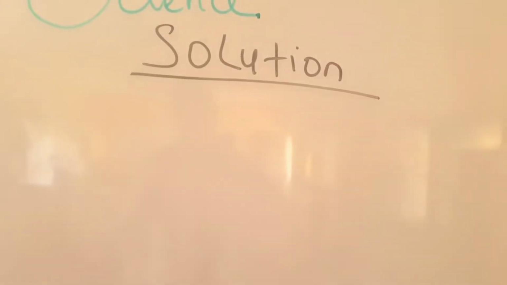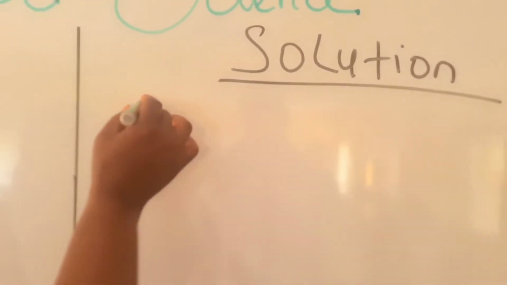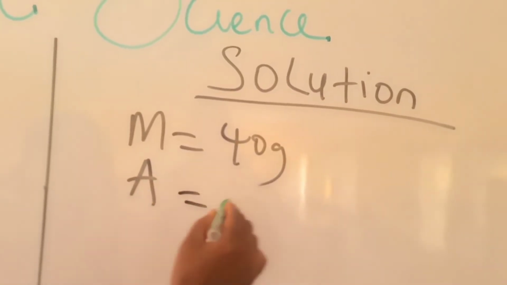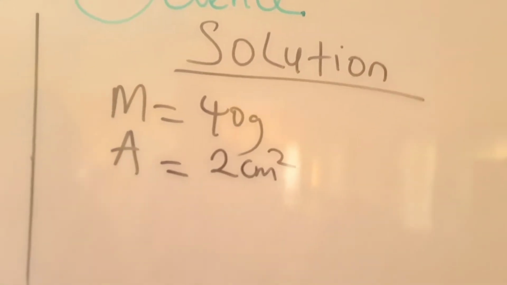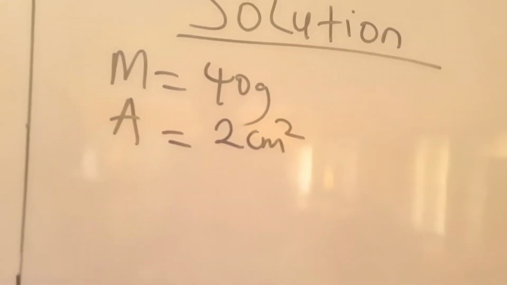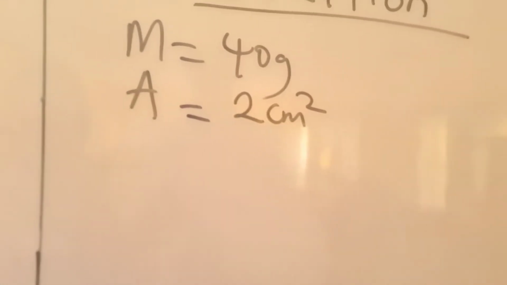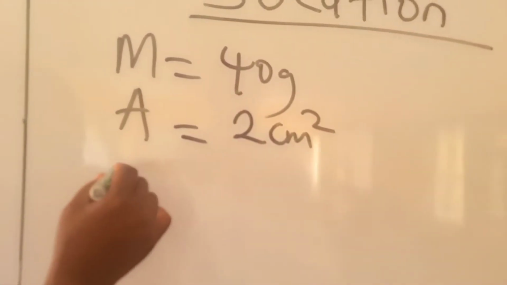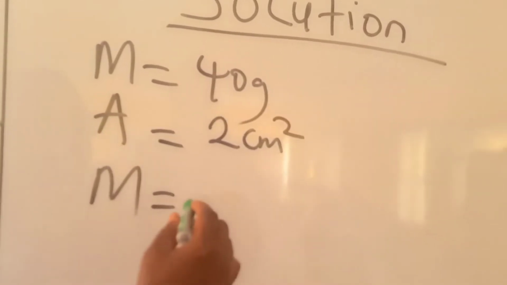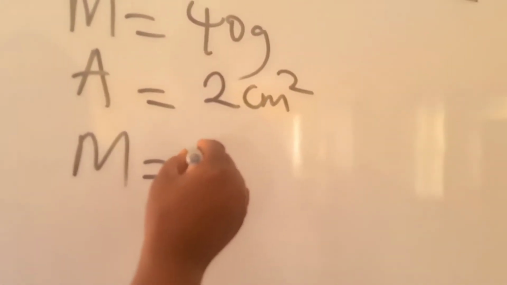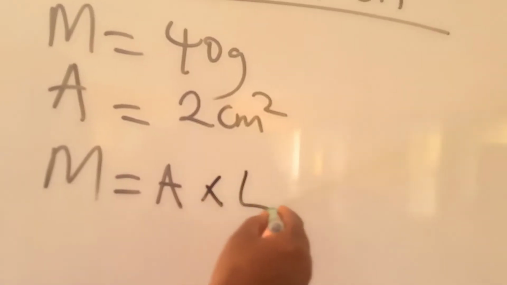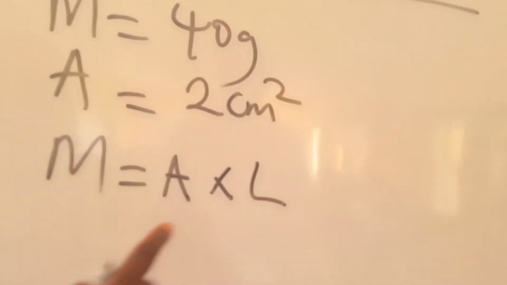Solution. First of all, remember, we bring out the known parameters. The mass is given as 40 grams, and then the uniform cross-sectional area is given to us as 2 cm², and from our Archimedes principle, we know that the body will float when the water displaced is equal to its own mass. That is, the mass is equal to the mass of the water displaced, which is equal to the volume of the water displaced. And in this case, the volume of the water displaced is the cross-sectional area times the length.